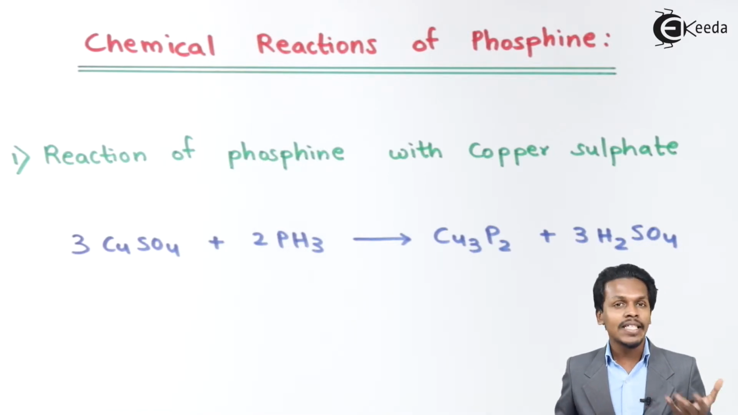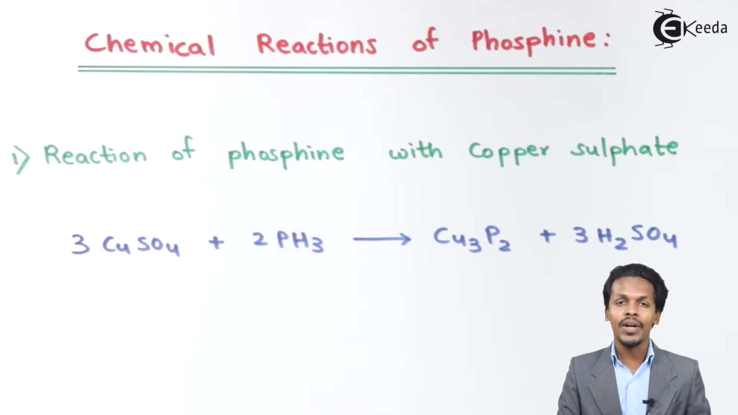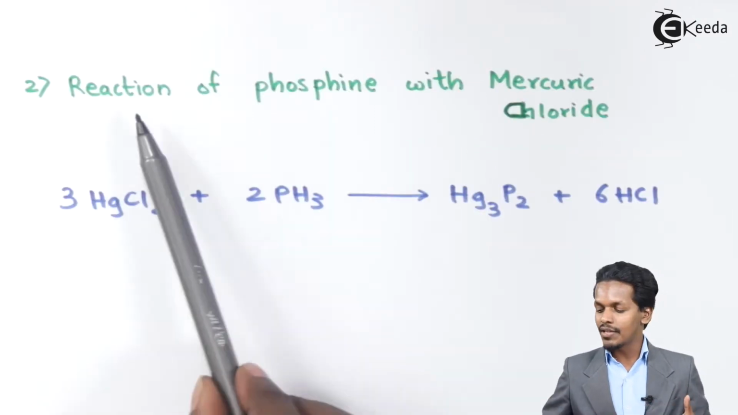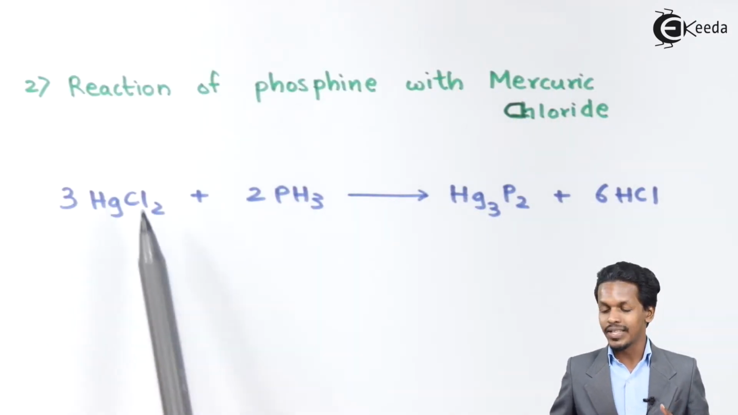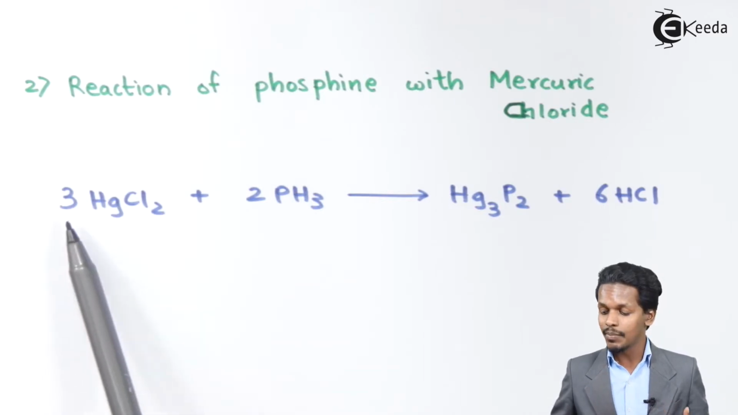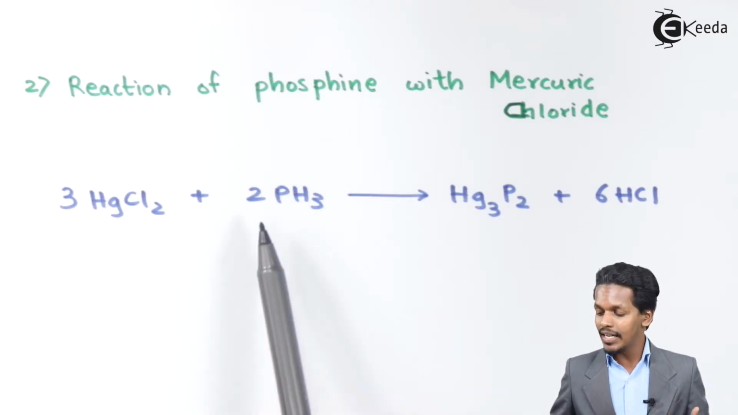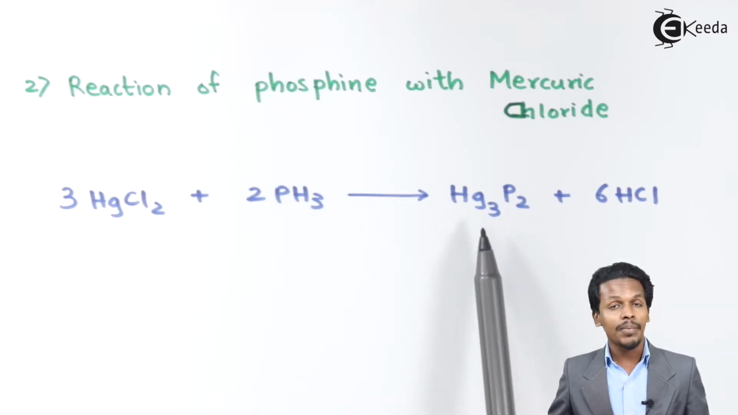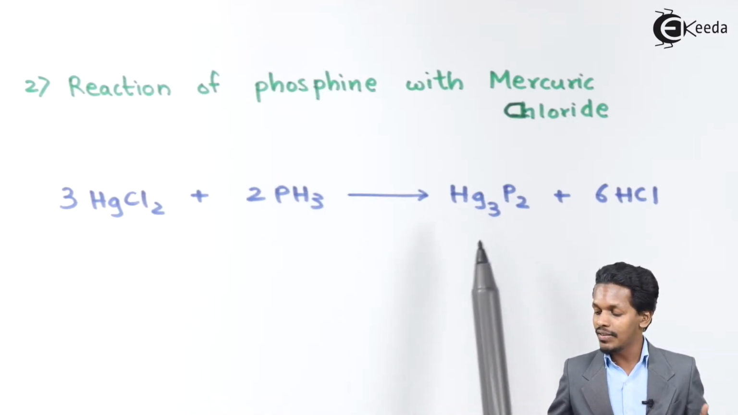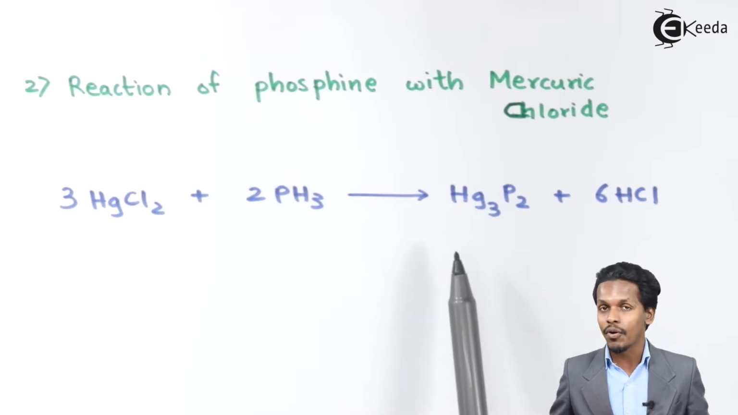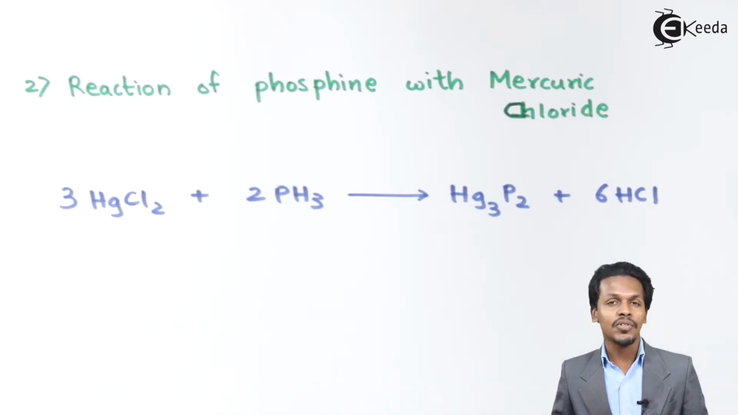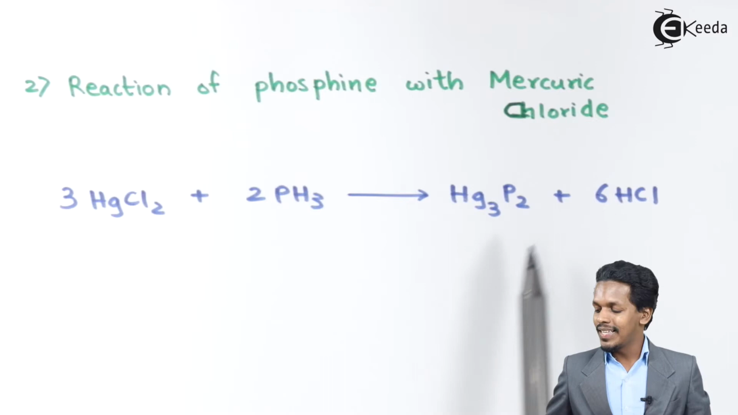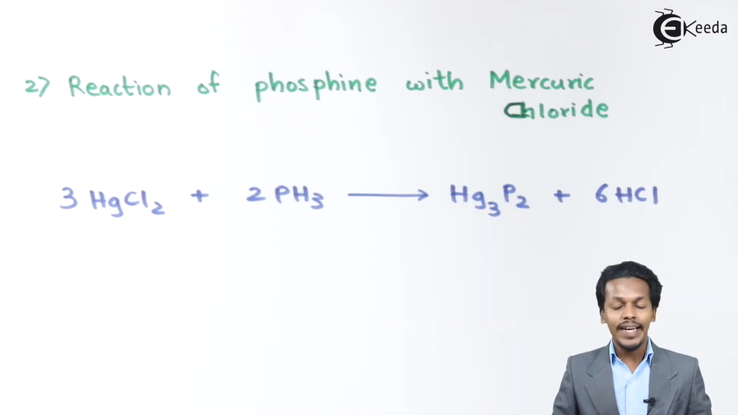So this is one of the reactions that I have discussed, and now let me talk about the next reaction. The next reaction is the reaction of phosphine with mercury chloride. So this is mercury chloride, that is 3 moles of HgCl2, whenever it is reacted with 2 moles of phosphine, that is PH3. The product that we obtain is Hg3P2, known as mercury phosphide, along with 6 moles of HCl. So this is how we can prepare mercuric phosphide, and that's it. And now let's move to the next one.